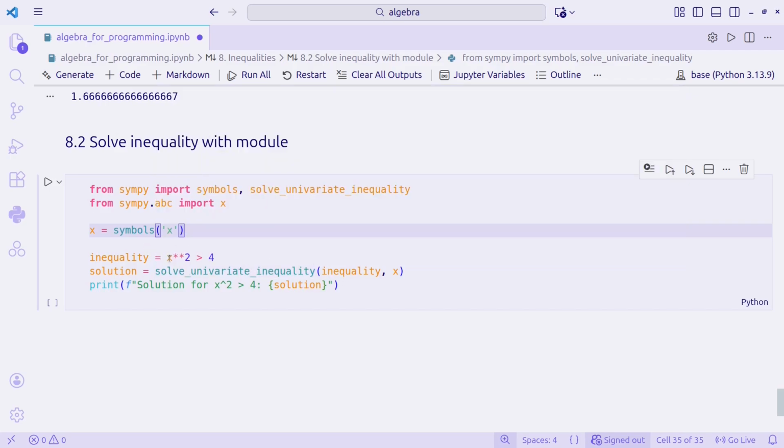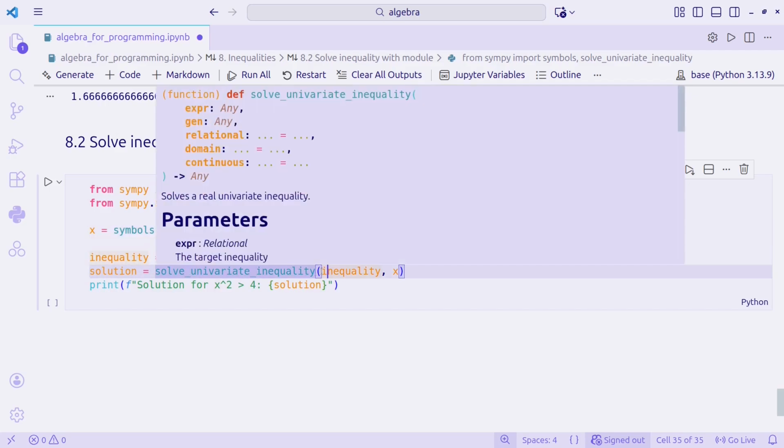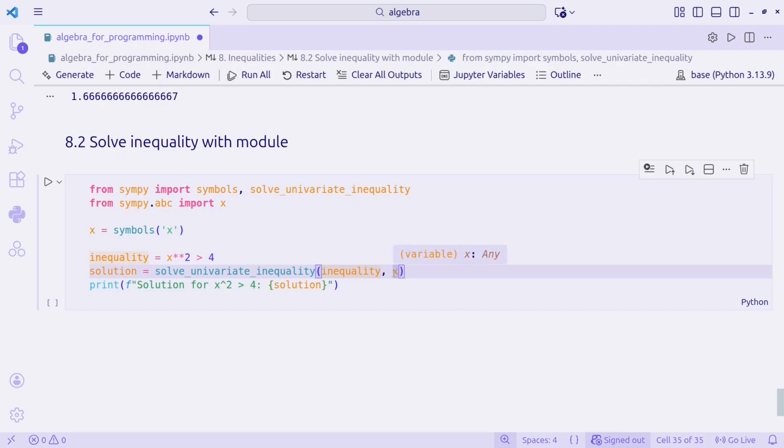I need to put the inequality into this function, and I also need to put x, which is a symbol, into the function. So the submodule called solve univariate inequality here will be able to denote the variable, which is x, and the inequalities to solve, which is this one. Okay, and let us see the solution coming out from this submodule.